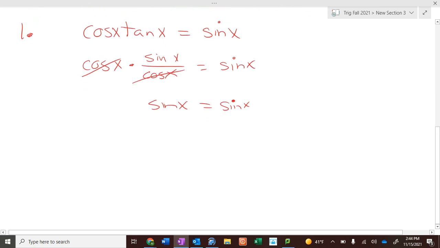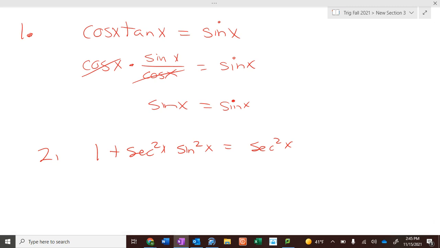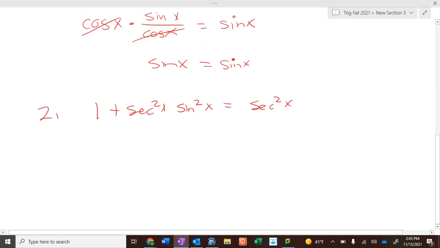Let's do another one. Let's say 1 plus secant squared of x sine squared of x equals secant squared of x. So what's our answer going to be? Secant squared of x. So I've got to somehow change that left side into that right side. And I'm going, ooh, what should I do? Well, simply, if it's not a sine or cosine, generally we turn it into a sine or cosine. So what is secant squared of x change into? 1 over cosine squared of x.